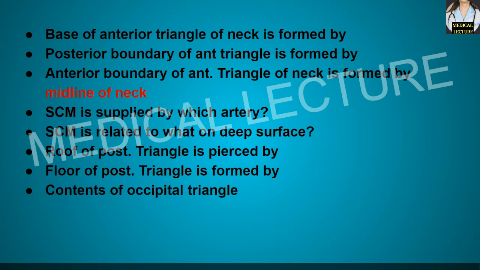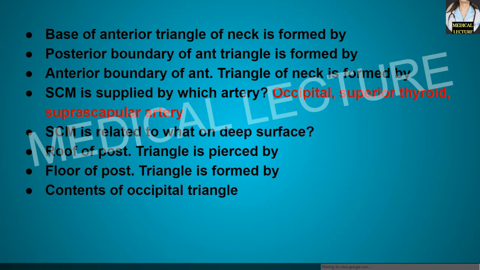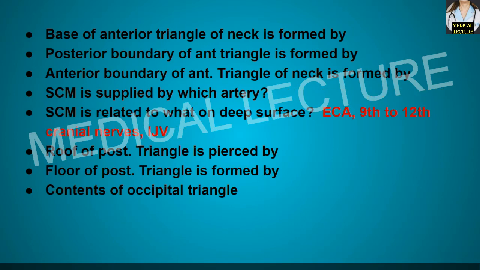Sternocleidomastoid muscle is supplied by which artery? It is the occipital, superior thyroid and the suprascapular artery. Sternocleidomastoid muscle is related to what on the deep surface? It is the external carotid artery, the 9th, 10th, 11th and 12th cranial nerves and the internal jugular vein.